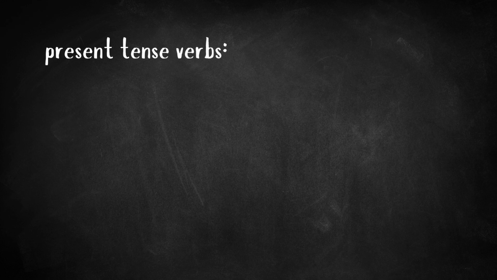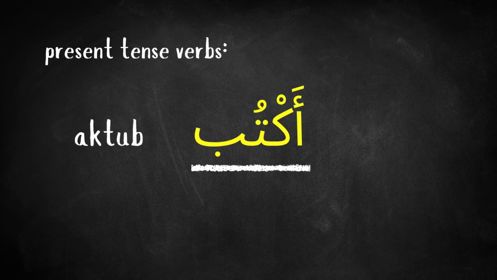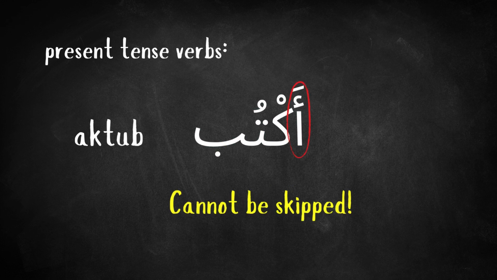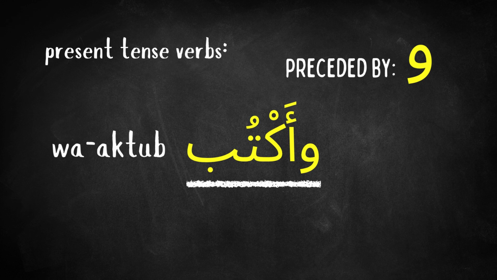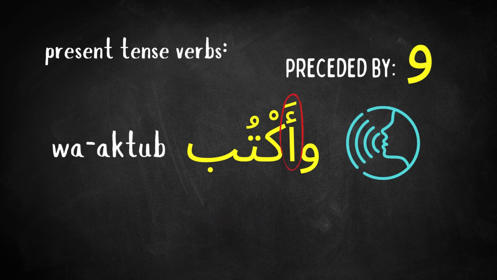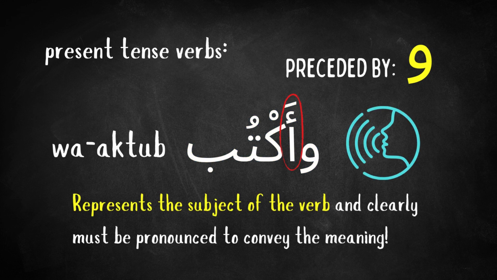However, in many cases, such as present tense verbs like aktub, meaning I write, the alif hamza is essential to forming the verb and cannot be skipped. Even when preceded by waw, as in wa aktub, and I write, the alif hamza must still be pronounced because it represents the subject of the verb and clearly must be pronounced to convey the meaning.